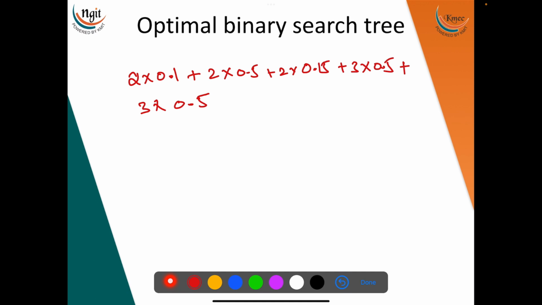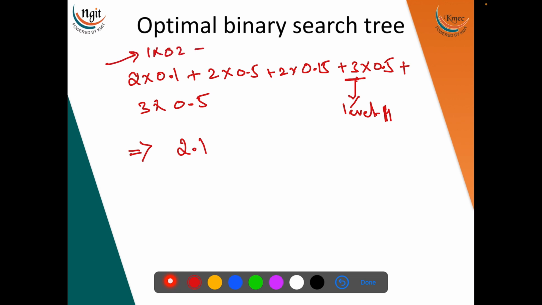Right? Now, here I wrote 3. 3 is what? Level minus 1. It seems to be level 4, but that's what we took, level minus 1, which is 3. So finally, if you calculate, you will get 2.1. Successful nodes start with 1 into 0.2 plus 2 into 0.1 plus 2 into 0.1 plus 3 into 0.2, plus the unsuccessful nodes. So finally it is what?